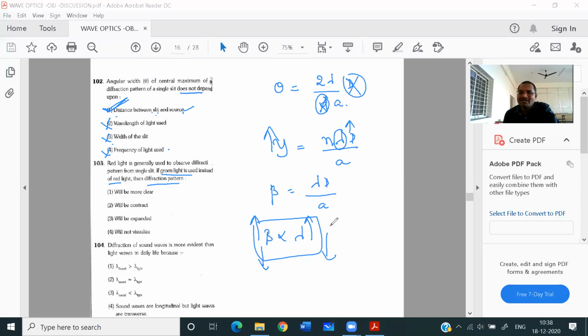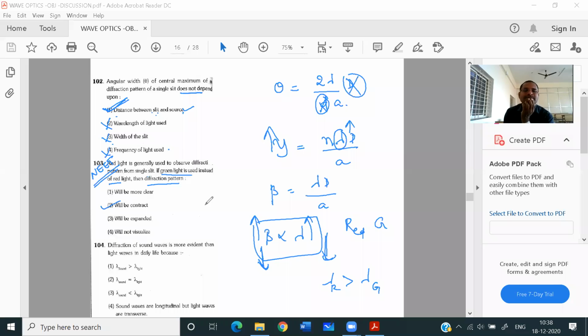Got it? Now what they are saying is, red light is replaced with green light. We know that the wavelength of red light is greater than the wavelength of green light. Clear? That means the wavelength is decreasing. When wavelength decreases, fringe width also decreases. Fringe width decreases means diffraction is decreasing. That means the fringes will become more contracted. Students, you need to remember this type of conceptual based questions.